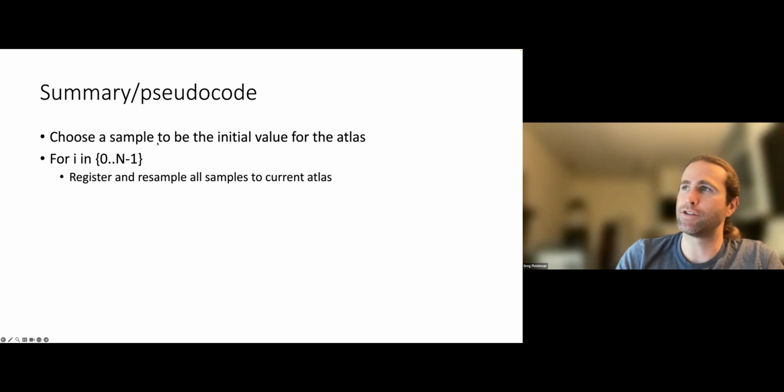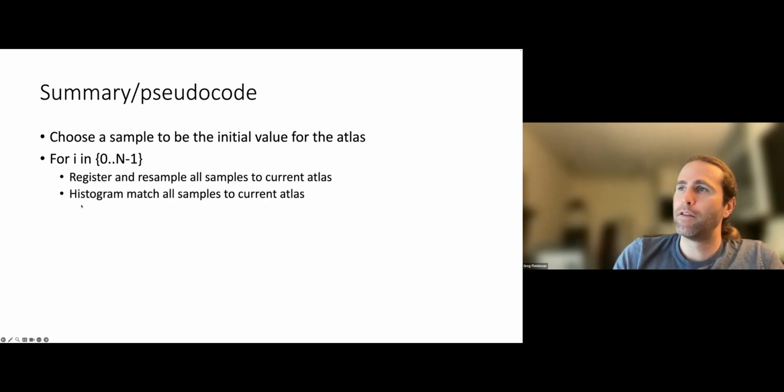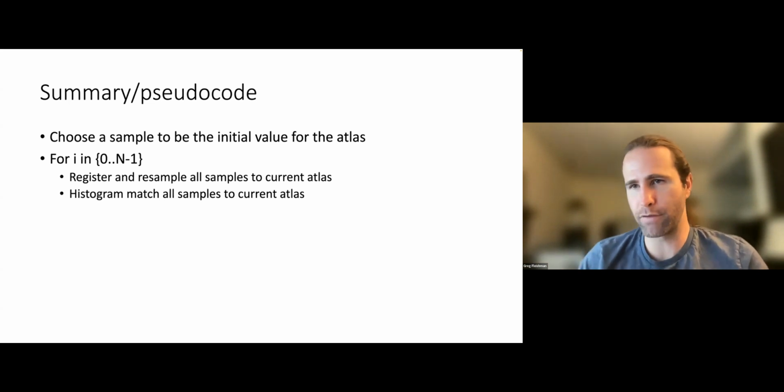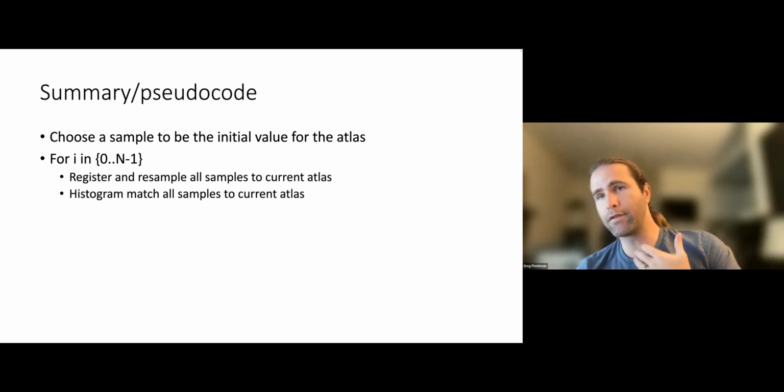Remember, the current atlas is initially on the first iteration, just one of your samples that you chose. Here's the averaging part. Histogram match all of the samples to the current atlas. I've been saying average the data a bunch of times. And what I mean by that really is after the data is registered, you just at every voxel take the mean value across all registered images at that voxel.